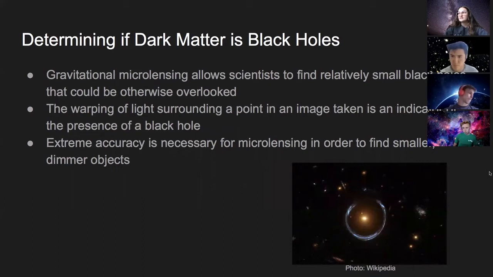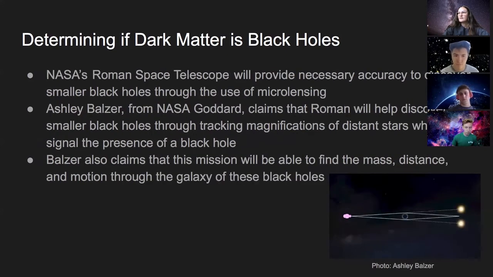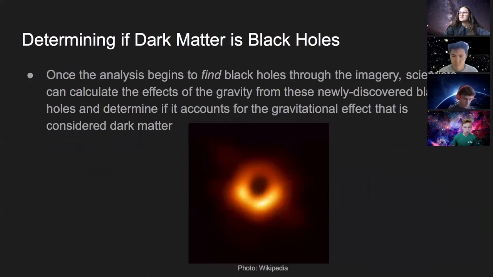And so gravitational microlensing allowed us to find these small black holes due to the warping of the light surrounding the point image, or the image that you can see here is an example of that. And extreme accuracy is necessary for finding these really small objects, which could also be really dim. And NASA's Roman Space Telescope did provide that accuracy. So now we were able to find the mass, distance, and motion of these black holes through the galaxy, according to Ashley Balzar. And we were able to track these smaller black holes.